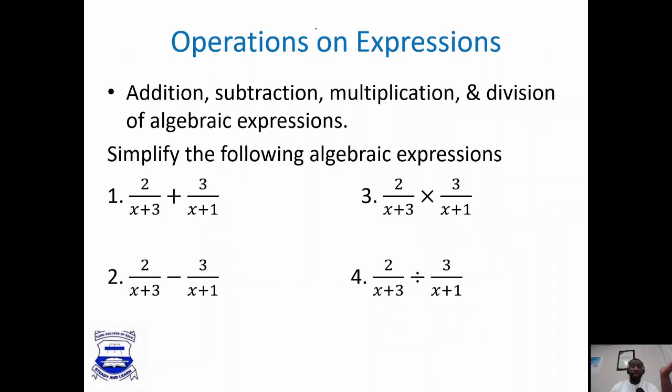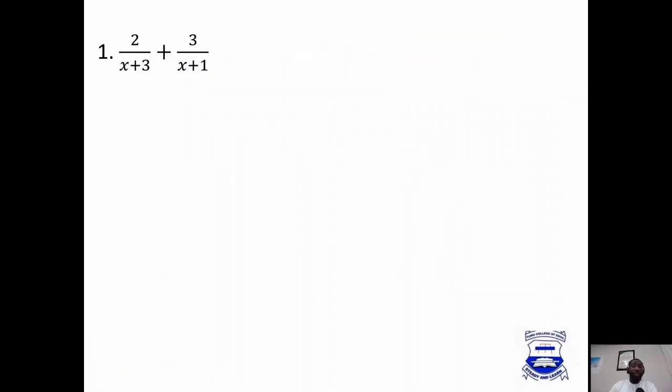It says operations on expressions, right? We want to look at addition, subtraction, multiplication, and division. So first of all, it says simplify the following algebraic expressions. Let's look at the first example. It says 2 over x plus 3 over x plus 1. Just as if I have 1 over 2 plus 1 over 3, right? How do I go about this? The first thing to do is to find what? The LCM, right?